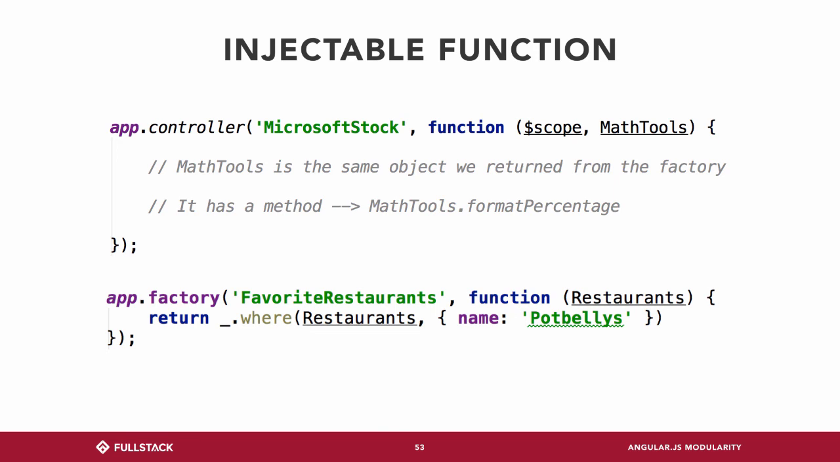In our case, whatever module this controller is in, as long as Angular knows how to find math tools, or on the bottom knows how to find restaurants, it's going to be in good shape. And again, we can think about this second function as an injectable function. And like I said, Angular will be clear as could be if it doesn't understand what you're trying to inject, and it'll throw an exception at you.